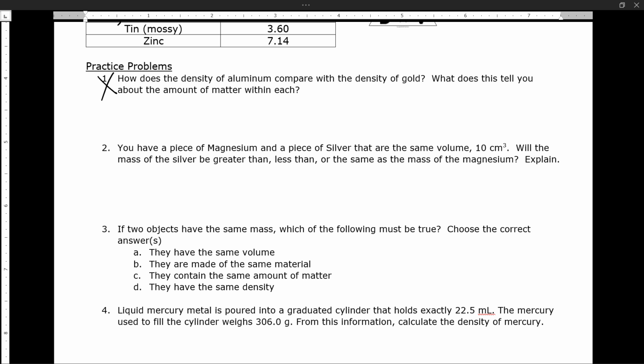Welcome. In this video, we're going to talk through some selected density problems from page 4A. So the first question we want to look at is question 2.